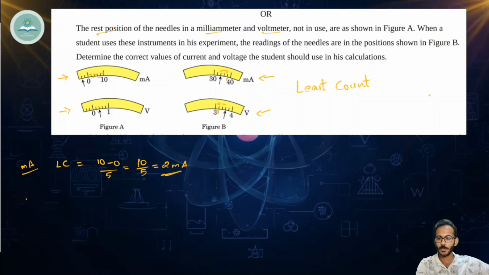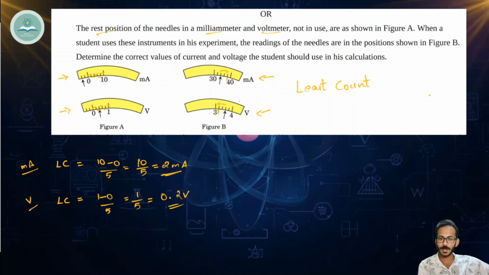Now coming to voltmeter, the least count is equal to, let's see the divisions, it is 0 and 1. So the difference is 1 minus 0 divided by how many divisions or how many gaps are there? 1, 2, 3, 4 and 5. Again 5 gaps. So 1 by 5. So 1 divided by 5 is equal to 0.2. 0.2 volt. So the least count of voltmeter is 0.2 volt. So each small division stands for 0.2 volt.